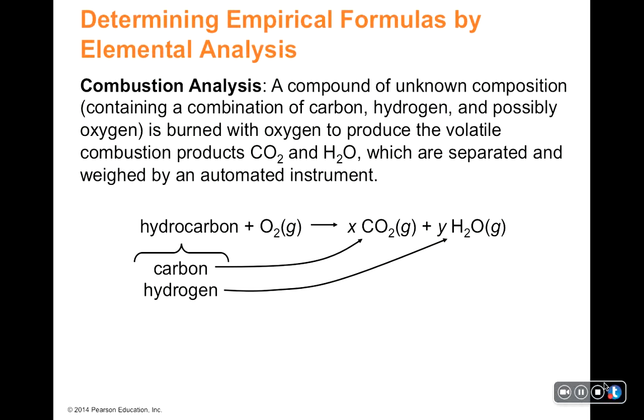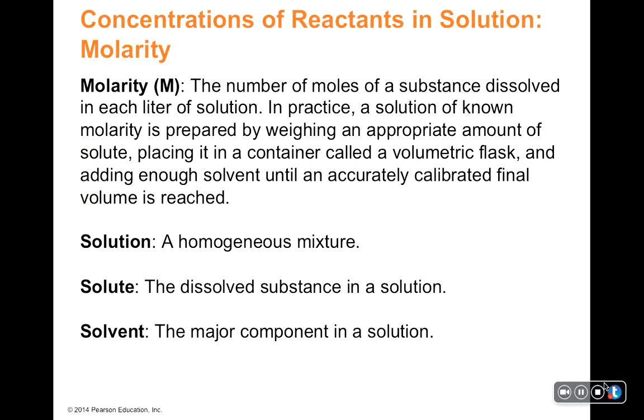One way that we can determine empirical formulas is by analysis of the elements. This is sometimes done by combustion analysis, where we burn something in the presence of oxygen, and we produce carbon dioxide and water. So for the compound that you're combusting, the hydrocarbon, this is the reaction that you would set up. The hydrocarbon would be the variable here that you were given, or what you were trying to figure out in the formula.